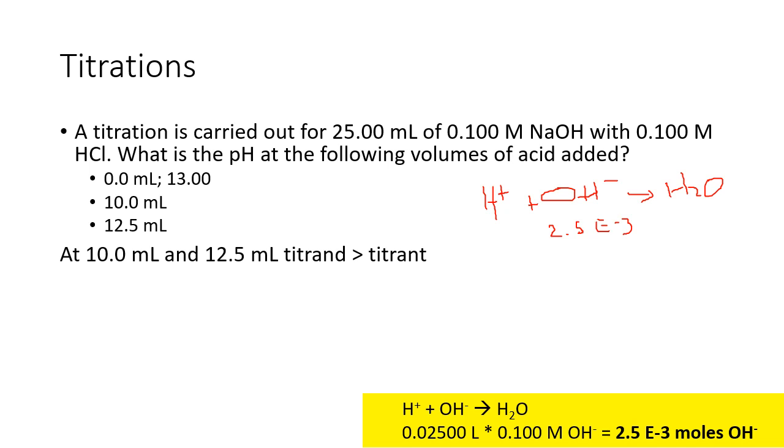Right, and if we do 0.1 molar times 10 milliliters, convert that, we get 1.0 E negative 3. And we're doing BCA, so this is the before. Our change is to subtract off the 1 E negative 3 from both the H plus and the OH minus.